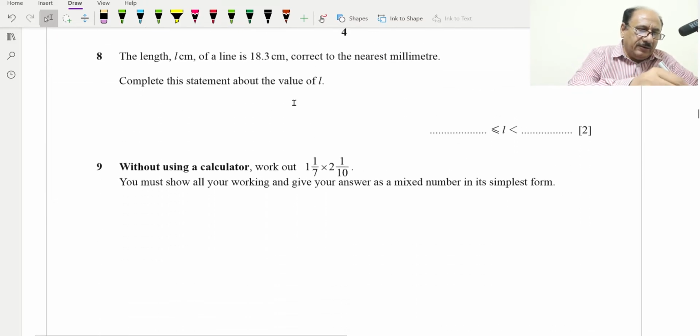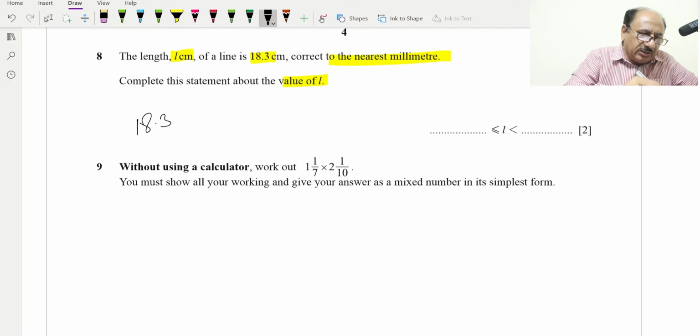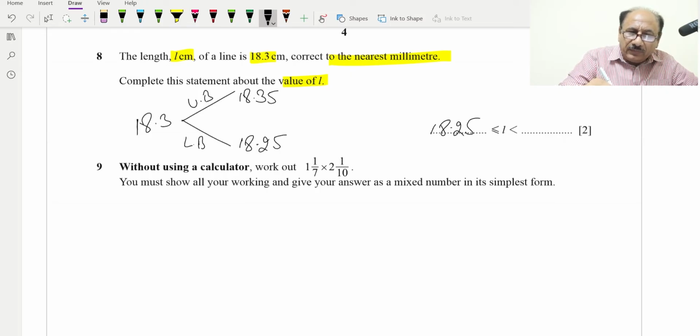The length L centimeter of a line is 18.3 centimeter, correct to the nearest millimeter. Complete the statement about the value of L. So L can be like 18.3. We will be checking for upper bound and lower bound, and the upper bound will be 18.35 and the lower bound will be 18.25.